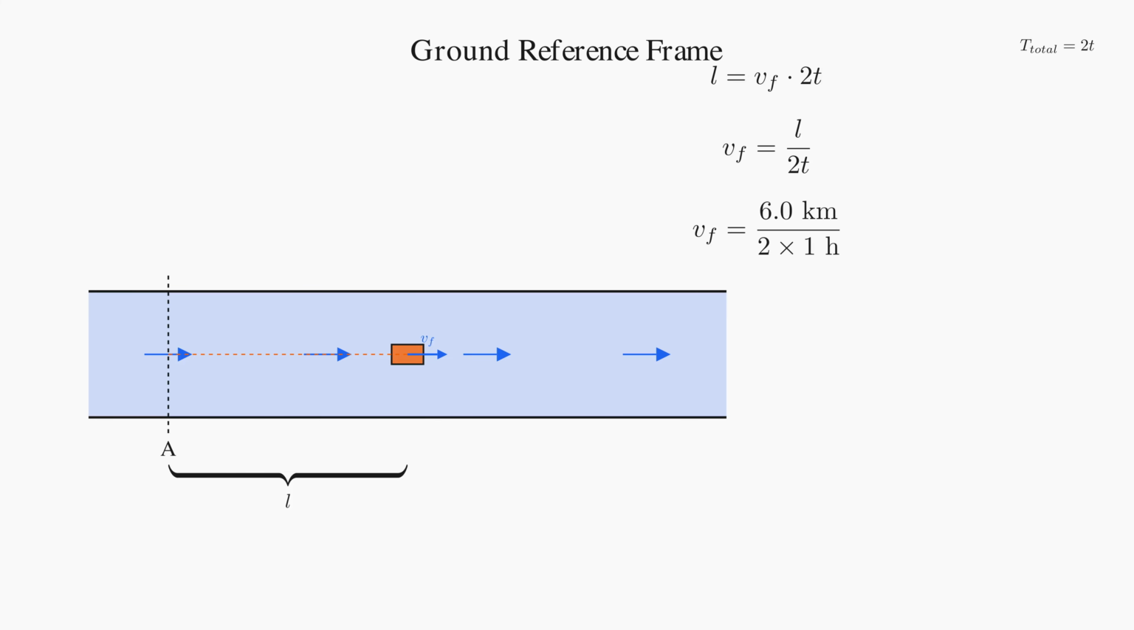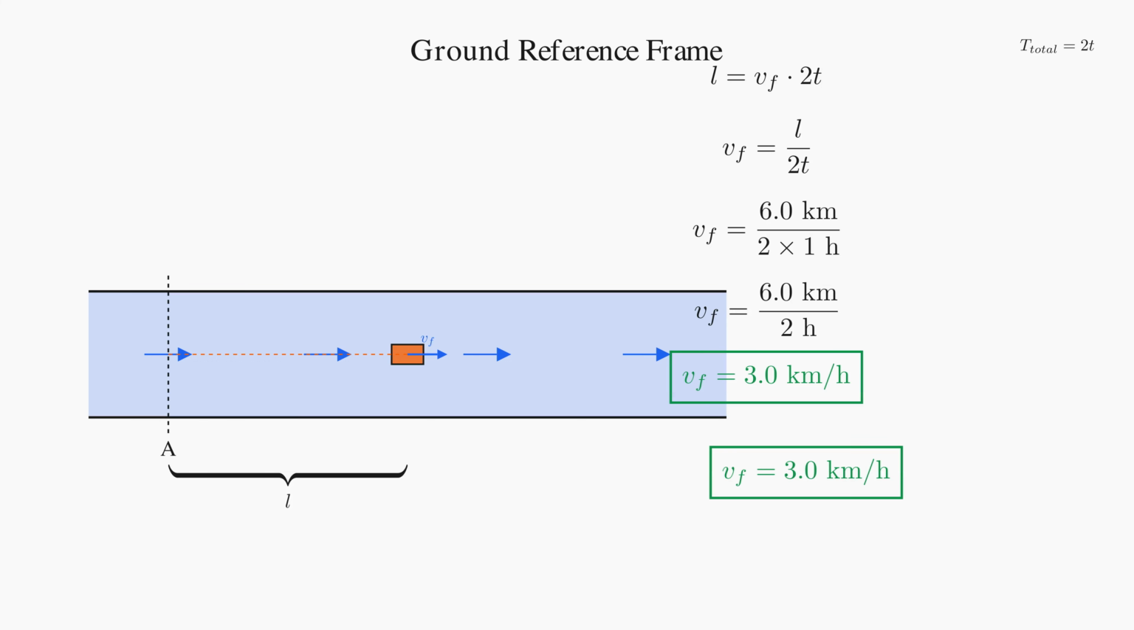Now we substitute our known values. L equals 6 kilometers and t equals 1 hour. 2 times 1 hour equals 2 hours. 6 divided by 2 gives us 3 kilometers per hour. The flow velocity is 3 kilometers per hour.